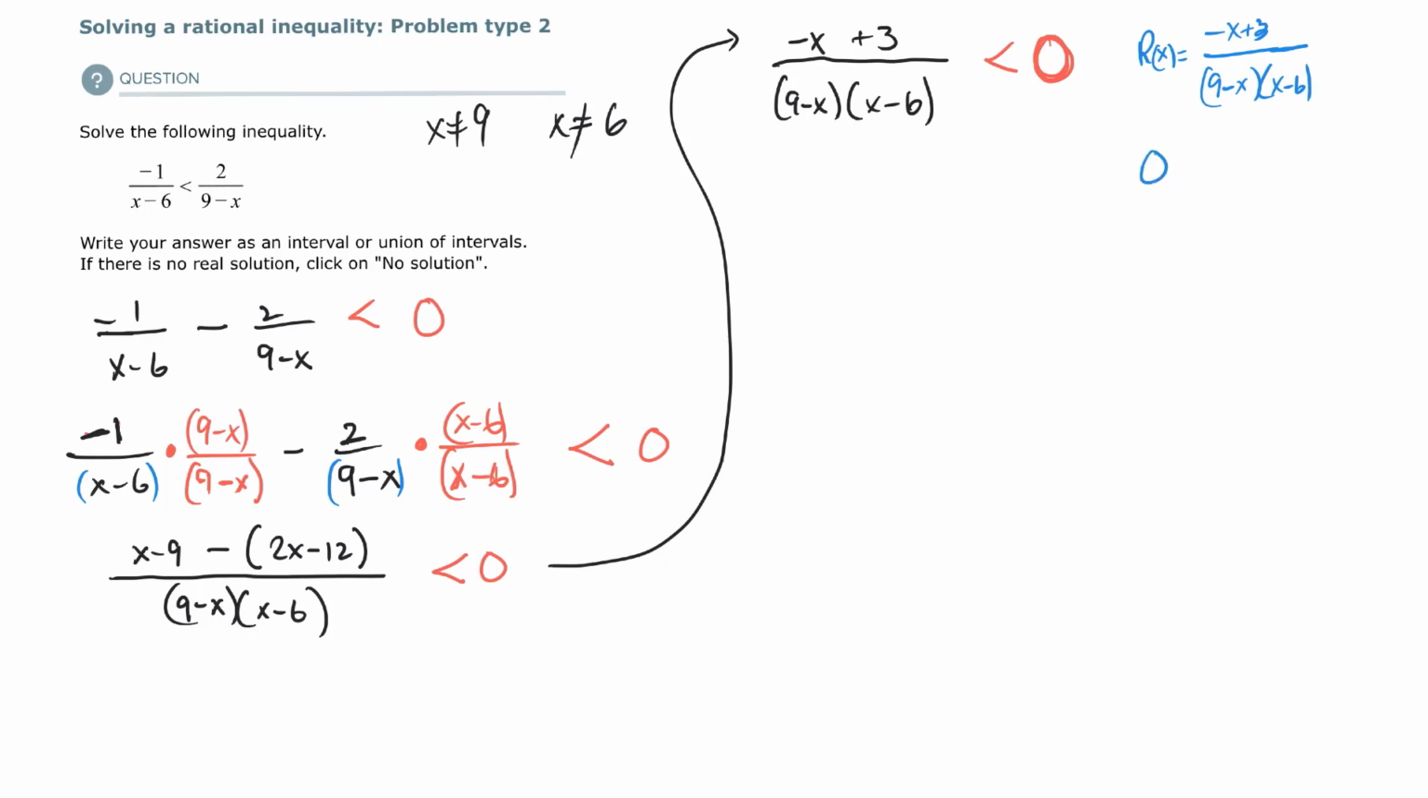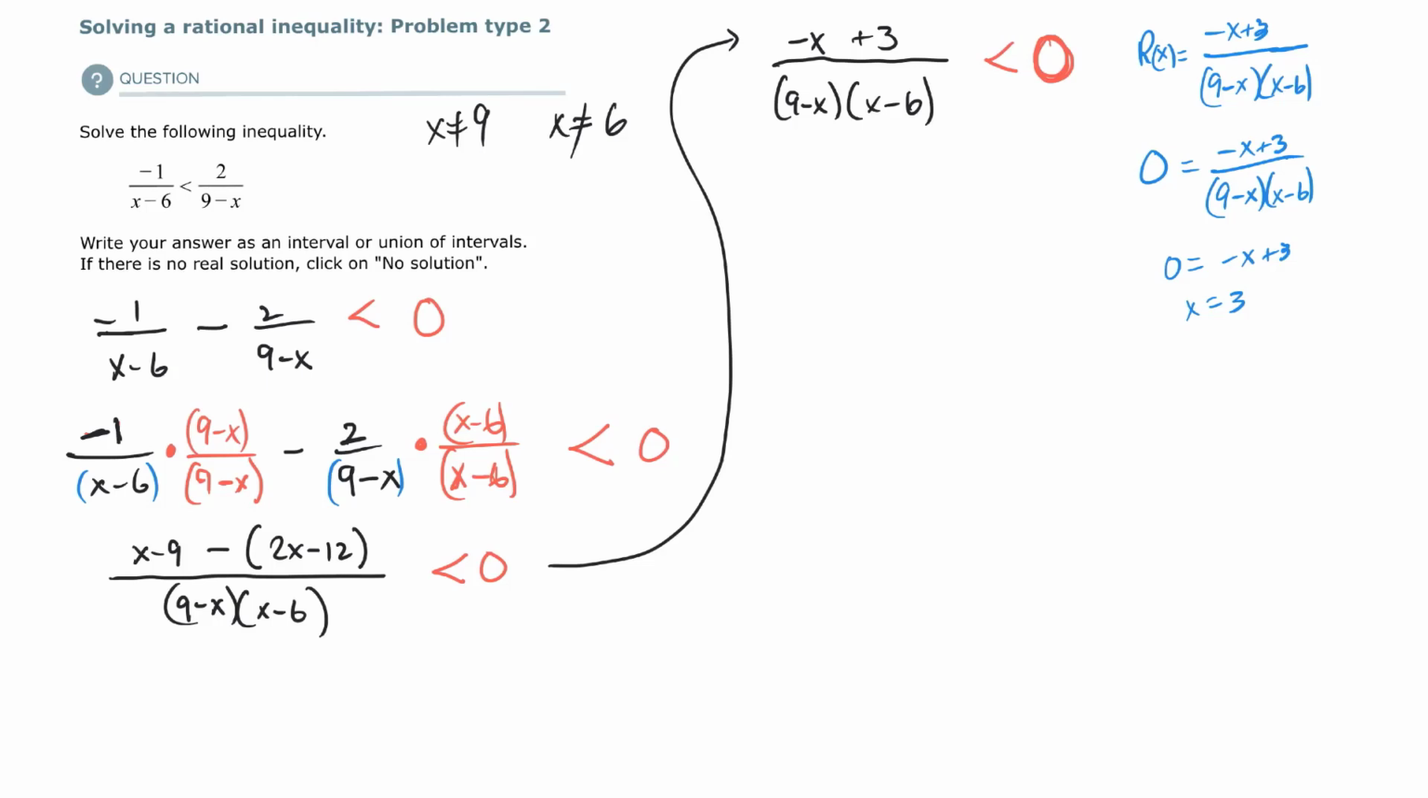Let's find that 0. If you put 0 in here, it's not a total surprise. The only way we get a 0 is if we can get a 0 in the numerator. So what is that 0? X is 3, right? So we have a 0 at x equals 3, and we have vertical asymptotes at x equals 9 and x equals 6.